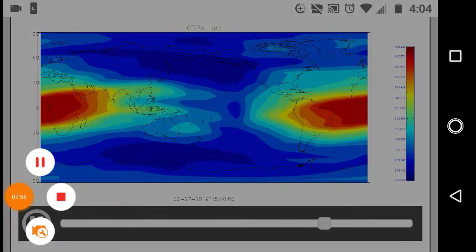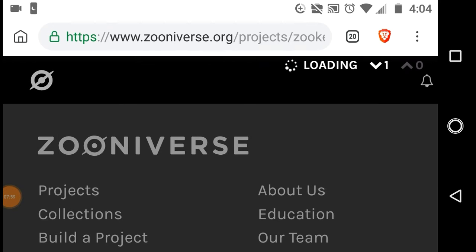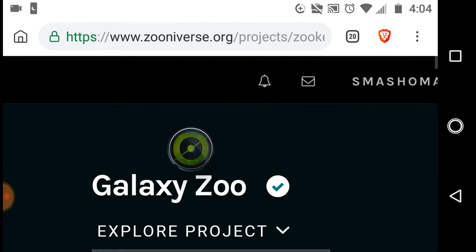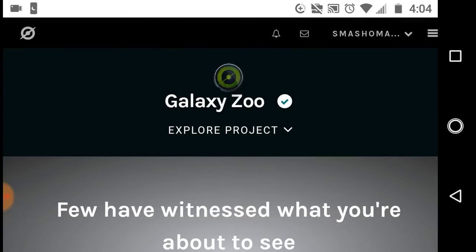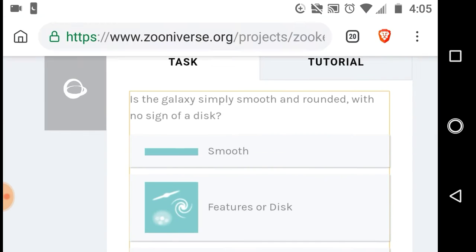Moving on to zooniverse.org at the Galaxy Zoo project. One of the largest citizen science projects in the world. You too can classify galaxies. Head to Galaxy Zoo and just do something like this.